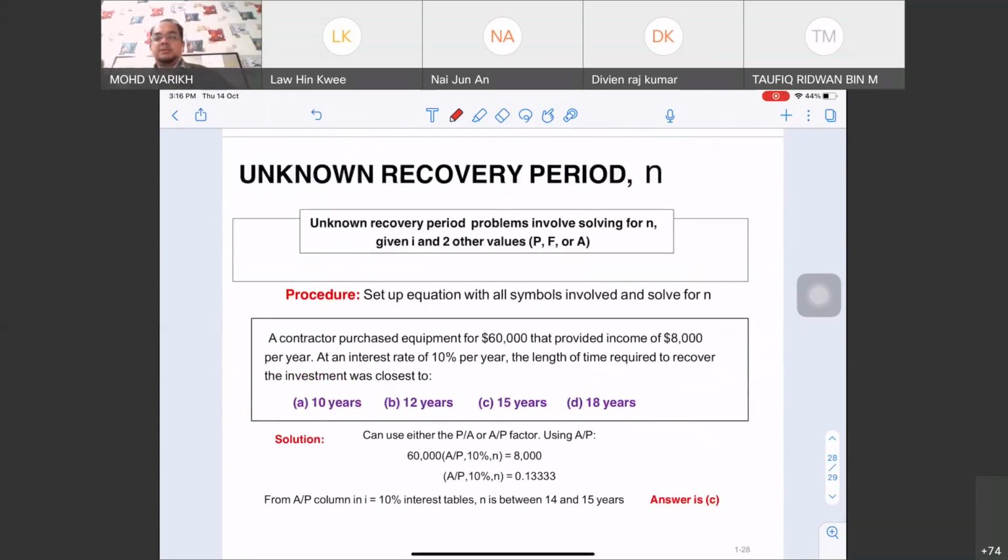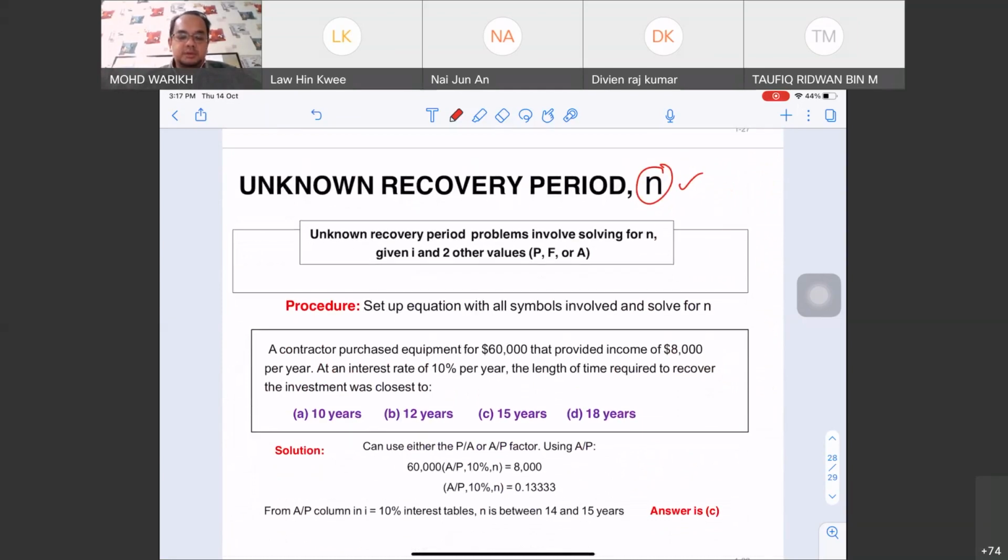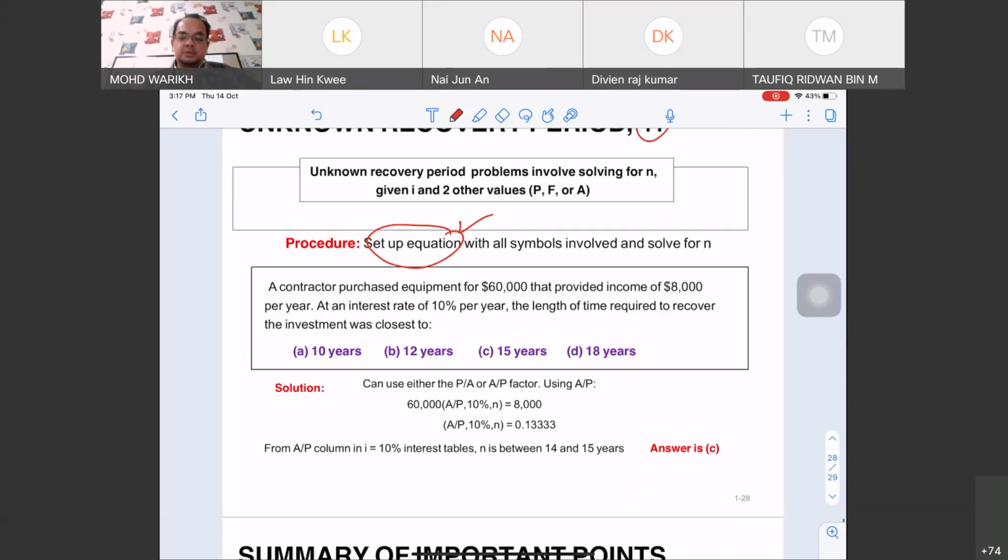So the last one is about the n, the number of years. Actually, the number of n is quite straightforward. The steps are the same as for the I, so you have to set up the question similar to before. From the example, a contractor purchased equipment for 6,000, provided income 8,000 per year, and an interest rate of 10% per year. The length of time required to recover the investment is the question.